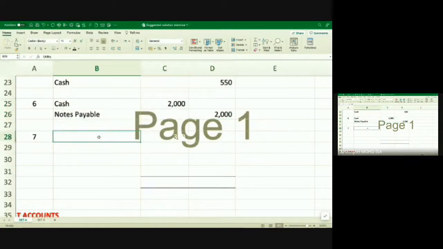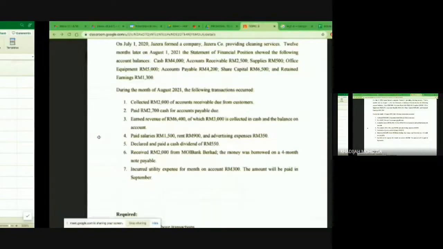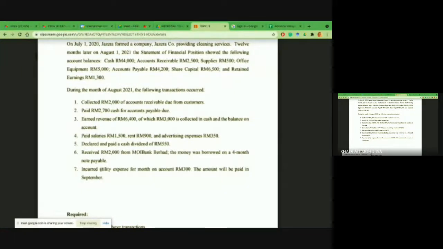Notes payable is similar to accounts payable. The difference is that with a note payable, you will have a contract. It's always a contract that you stated clearly, for 4 months, and normally it carries some interest. Okay. Number 7 is that you incurred utility expense for the month on account. What does it mean by incurred utility on account? Will be paid in September. So you know that it's going to be utility expense, but do you pay cash?